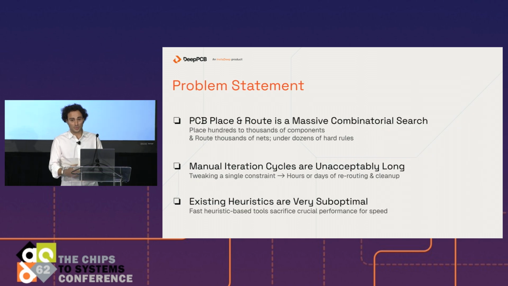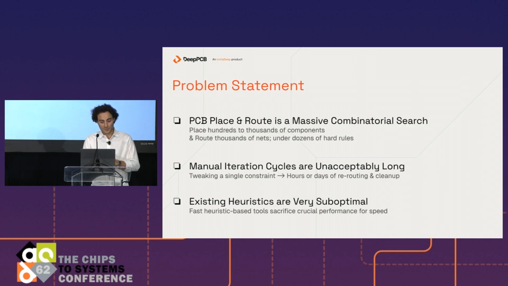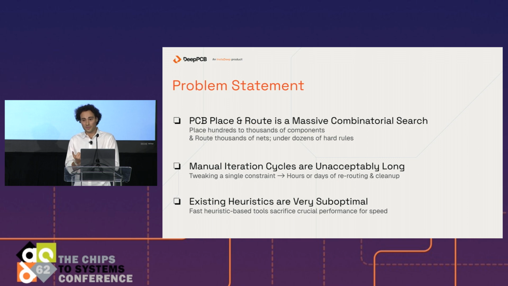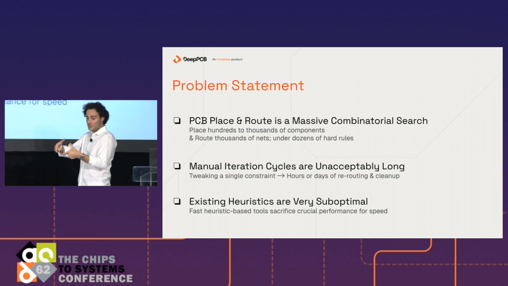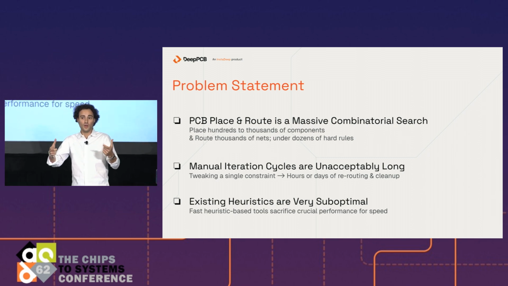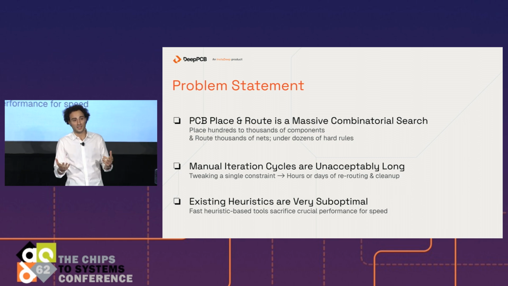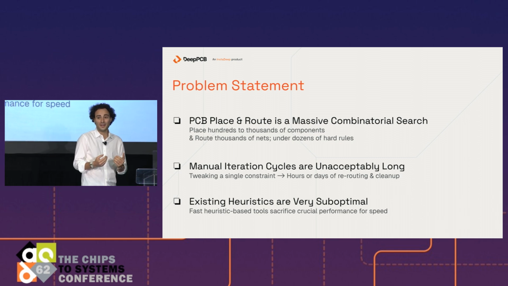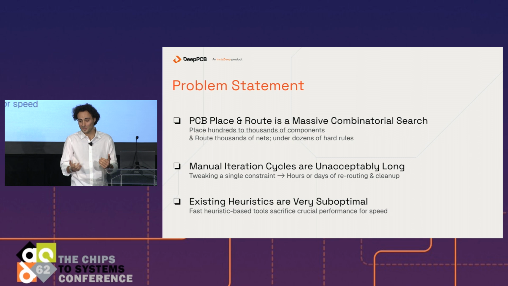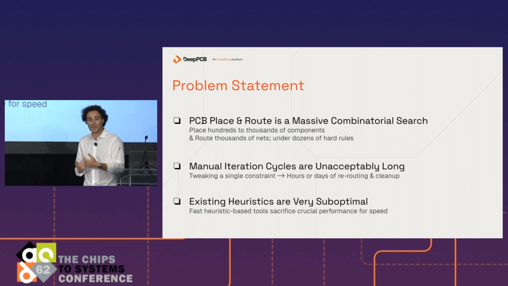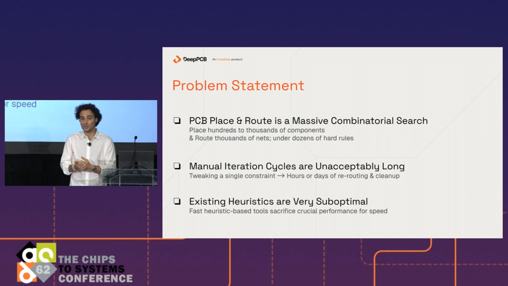If you look at the problem from a technical point of view, you have combinatorial search. You're trying to place hundreds and thousands of components on PCBs, like this, like that, but ultimately it's placing lots of things and you have so many permutations that it's very hard to even try 10% of everything that can be done. The cycles that you see in manual design are just too long.